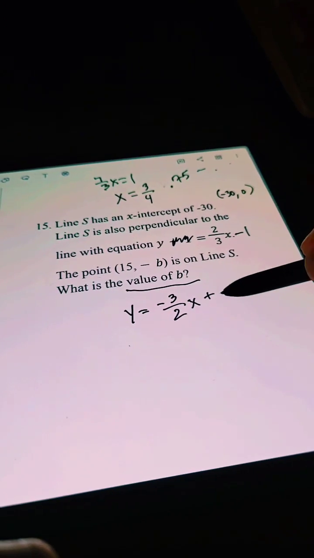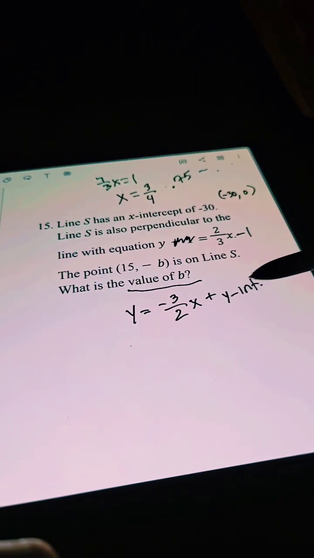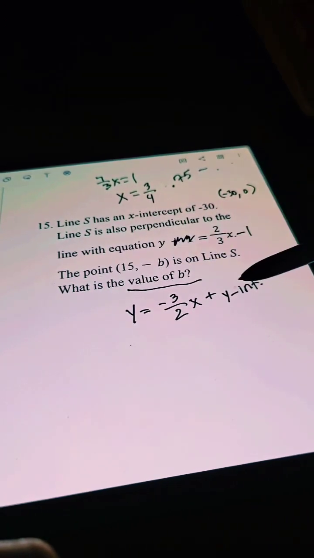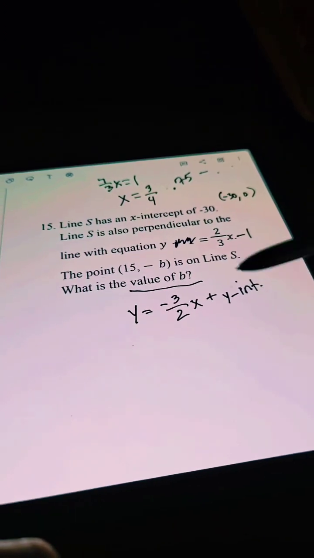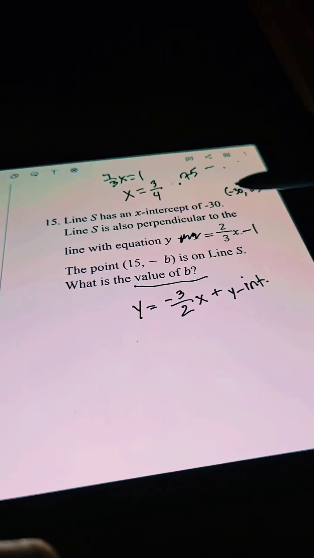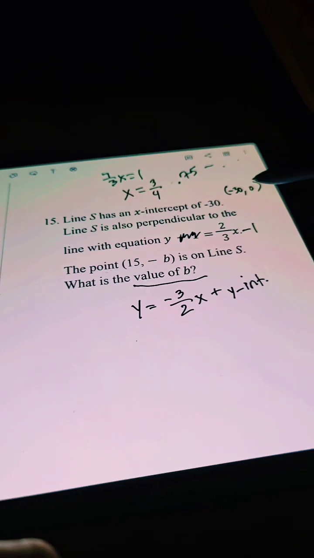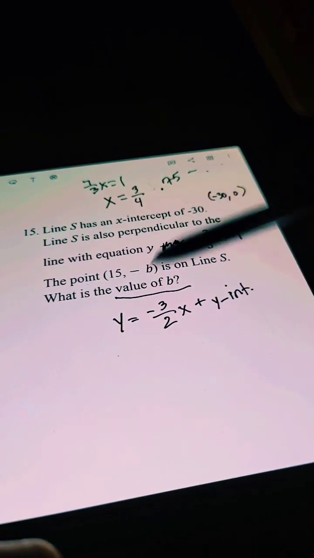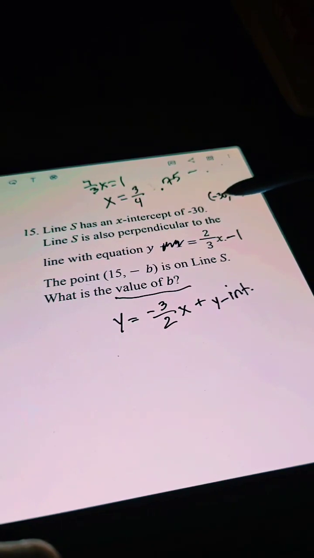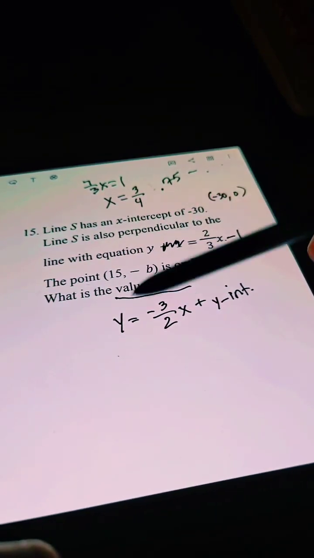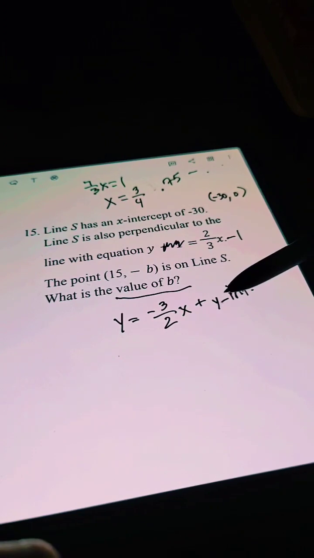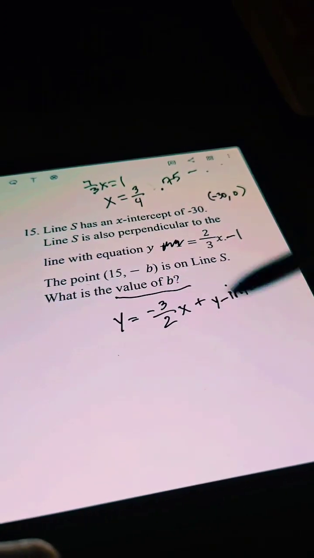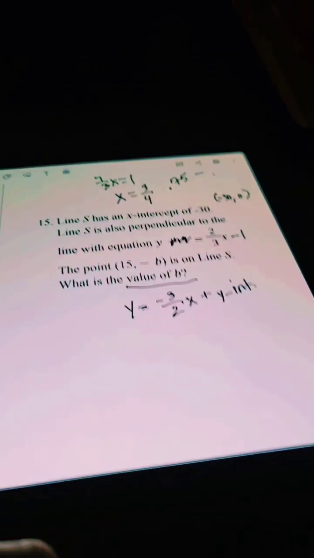Plus, I'm going to put whatever the y-intercept is, because I don't want to get confused with this b meaning something different. So plus whatever the y-intercept is. So this is line S. I know that I have these 2 points on line S. So I'm going to start by plugging in negative 30 for my x and 0 for my y, so I can solve for the y-intercept, then have a complete equation that I can plug this point into.